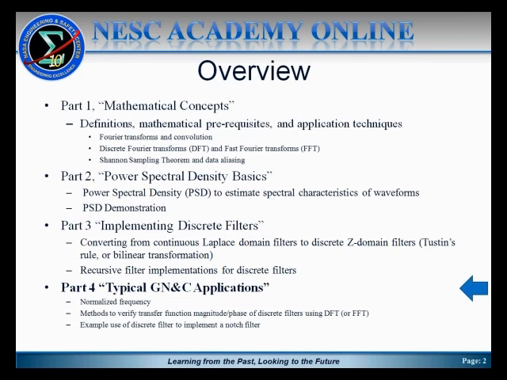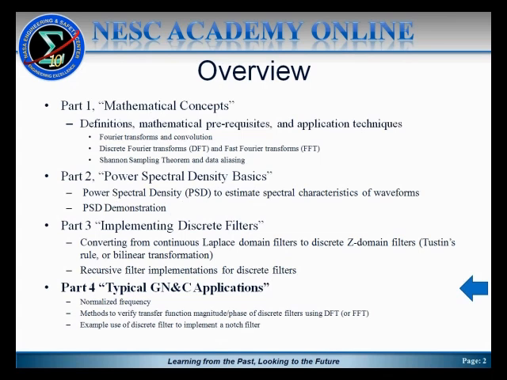We'll start off by discussing normalized frequency and what that means and how that's related to the discussions we've had previously in the first 3 parts. We'll also discuss methods that we can use to verify transfer function magnitude and phase of discrete filters using the discrete Fourier transform. That's important, as we mentioned in the previous discussion, to make sure you understand how filter coefficients were computed, assuming you were, for instance, given filter coefficients for some discrete filter and asked to implement them. So one of the first things you should do is try to verify that you understand what you're getting and that you're using them correctly.